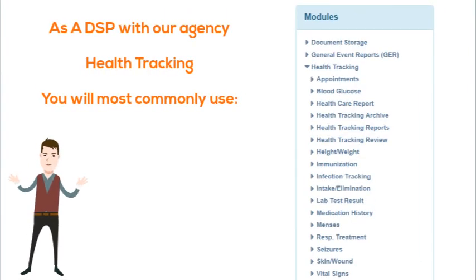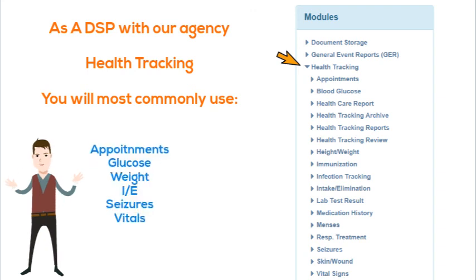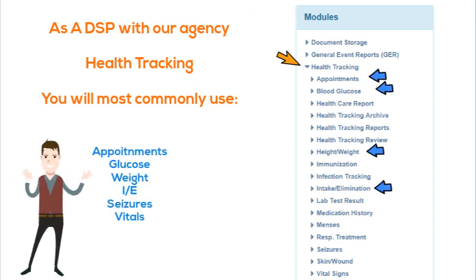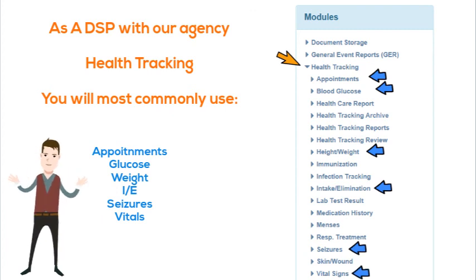As a DSP with our agency under health tracking, you will most commonly use things like appointments, glucose, weight, intake elimination, seizure, and vital signs. Other modules under health tracking we will use from time to time as necessary.